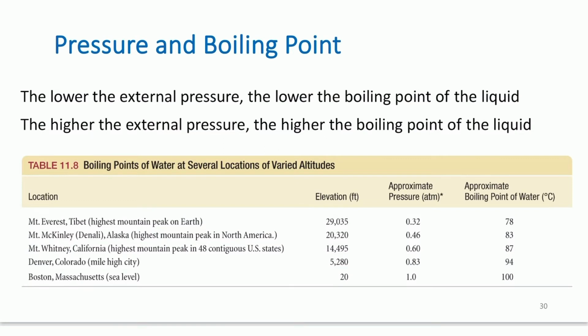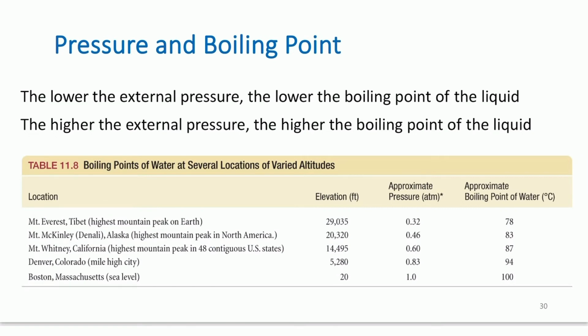So some examples of boiling points of water at several locations with varying altitudes. We see Mount Everest, Tibet, the highest mountain peak on the earth. Our elevation is 29,000 feet, and the approximate atmospheric pressure there is 0.32. Remember, 1 atmosphere is 760 torr. So water boils here at 78 degrees C. Pretty low, right? Boston, Massachusetts is at sea level, approximate pressure of 1 atmosphere, so 760 torr, and we get water boiling at 100 degrees C as we expect. Denver, Colorado is Mile High City, elevation of 5,280 feet. Approximate pressure is 0.83 atmosphere, and water will actually boil at 94 degrees C.